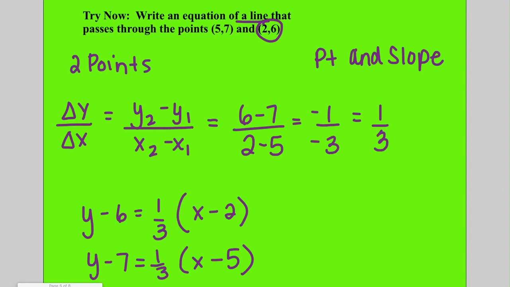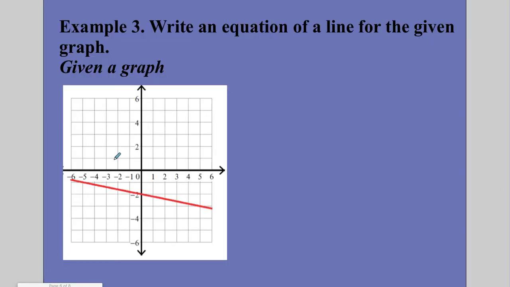All right, let's look at if we're given a graph. Write an equation of a line for the given graph. What I love about a graph is that it gives me a little bit of information. I know without a doubt that if the graph goes through the y-axis, then I have the y-intercept. So right here I can see I have the y-intercept. So that's my b.